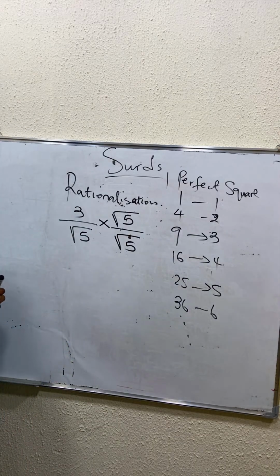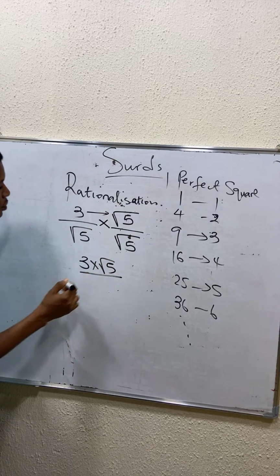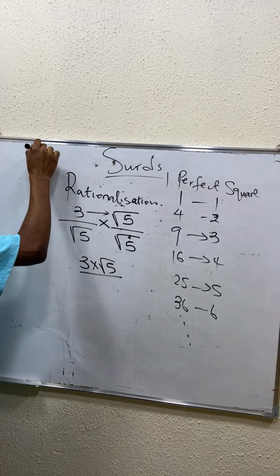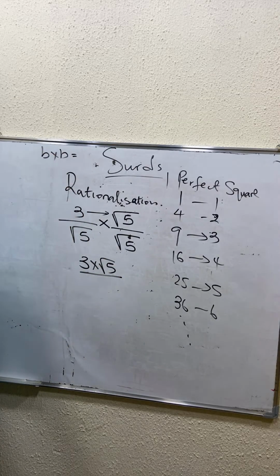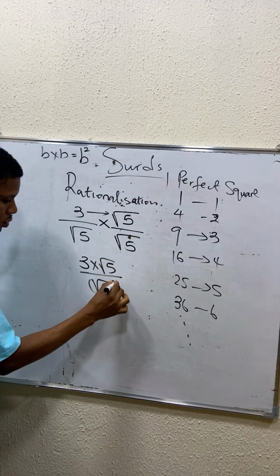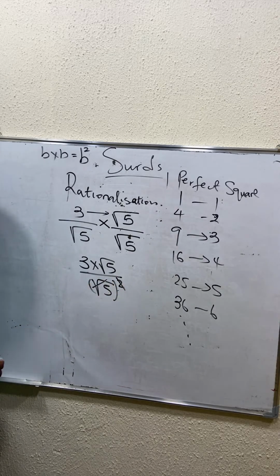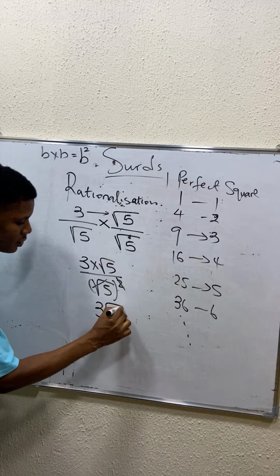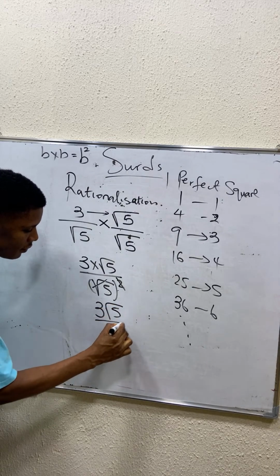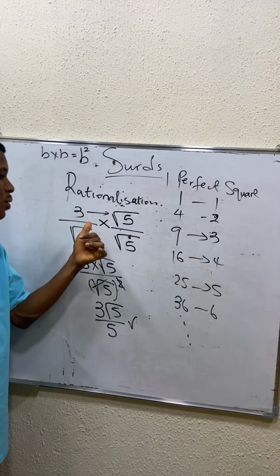It's very, very simple now. Then you multiply the numerators together. So you have 3 times root 5 over, you know that when you have something like b times b, that is the same thing as b squared, right? So root 5 times root 5, we can take it as root 5 squared. If you have it like this, the square root and the square cancel each other. You'll be left with 3 times root 5, which is 3 root 5 over 5. And that's the answer. So I have actually rationalized the particular surd.